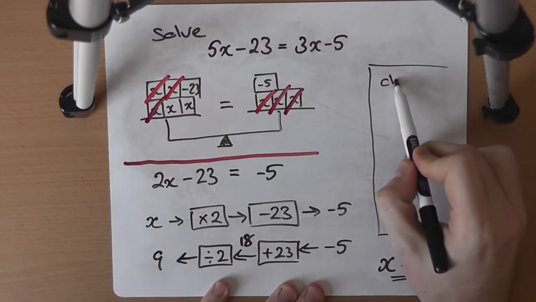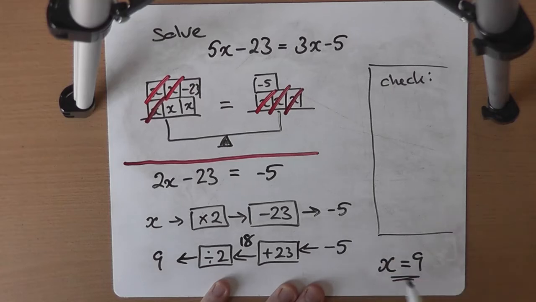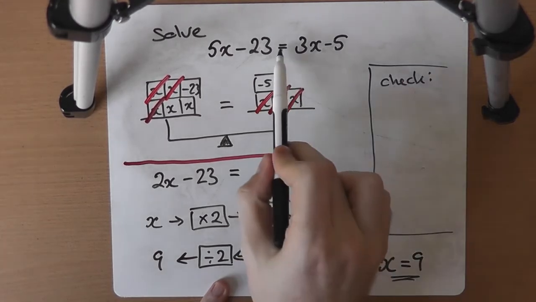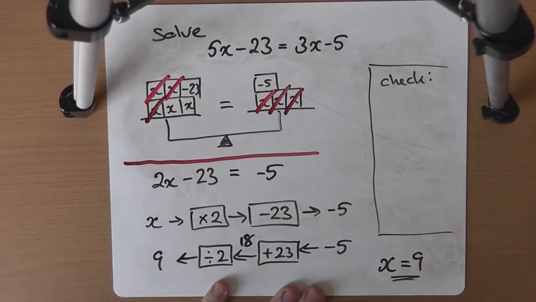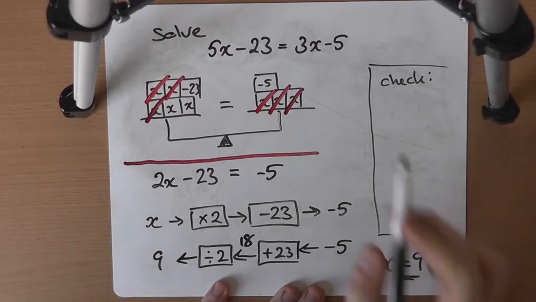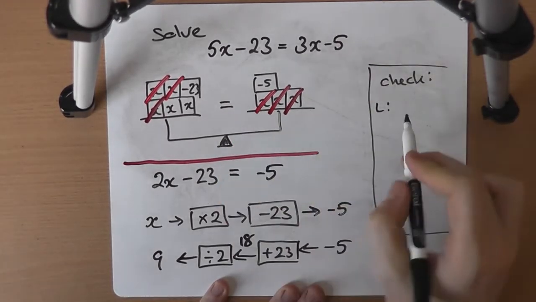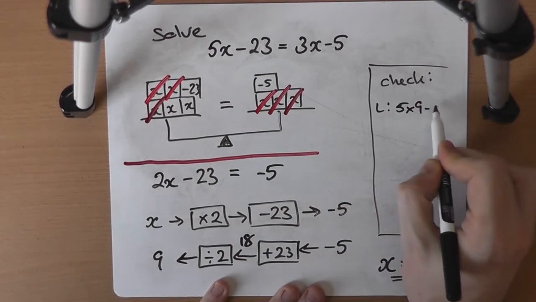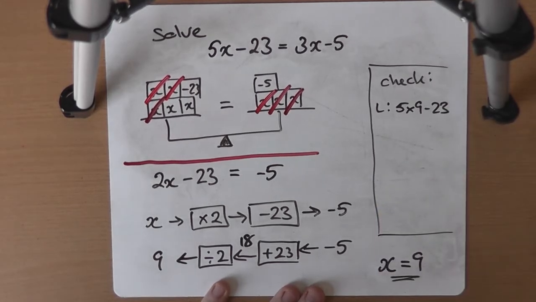We should probably check that, so off to the side I'm going to box off a little section here to do a check in. And the check I'm going to do is I'm going to test 9 in the left hand side, the 5x minus 23, and I'm going to test 9 in the right hand side, the 3x minus 5. And if I get the same answer for both of those sides of the equation, then it must be correct, because the whole point of this original equation, we are saying that there is a number that when we times it by 5 and take away 23, and when we times it by 3 and take away 5, we get exactly the same answers. So let's go for the left first of all. That's 5 lots of 9. Take away 23. Well, 5 9s are 45.